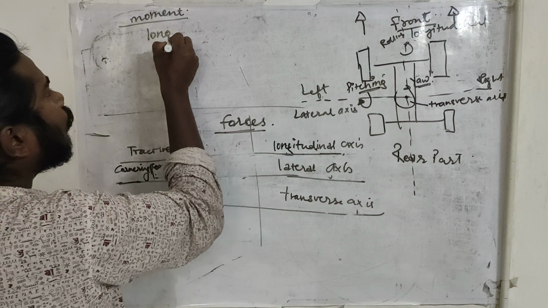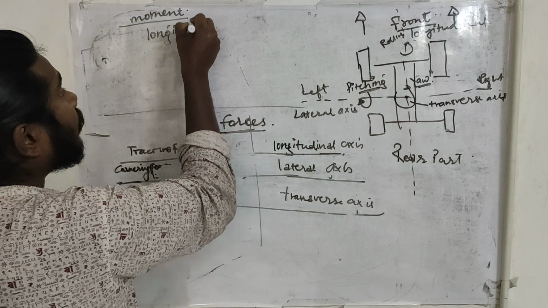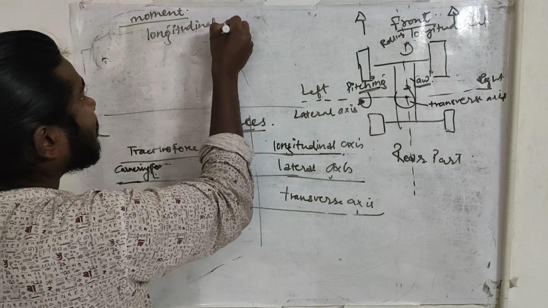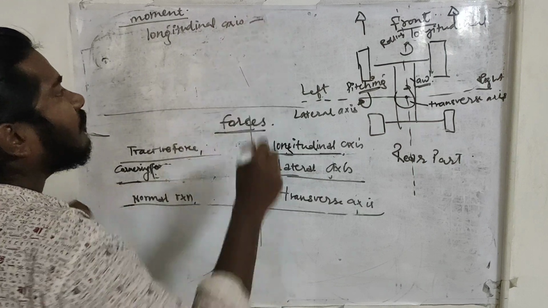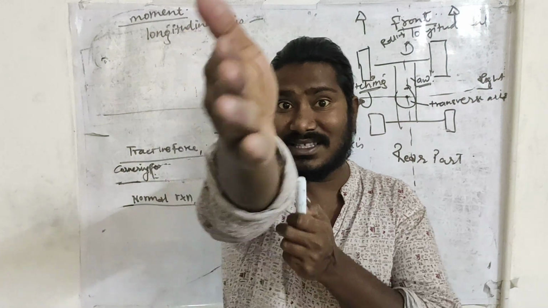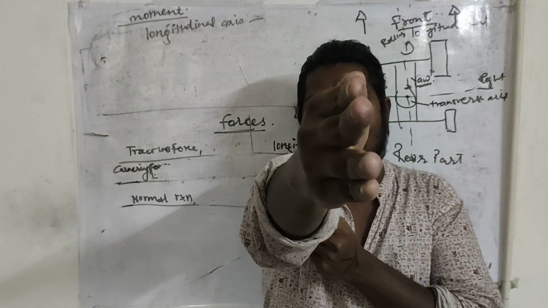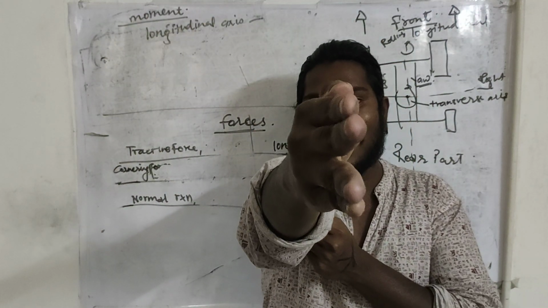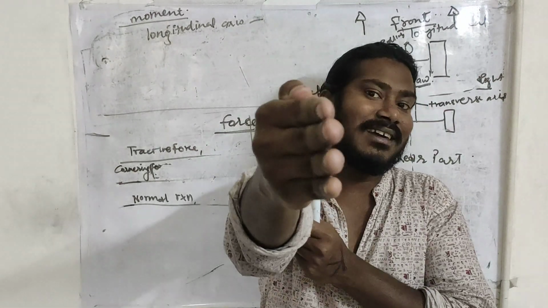Along the longitudinal axis, which movement is occurring? Which movement is happening in the vehicle? This is the longitudinal axis, heading towards you. Which movement is occurring?